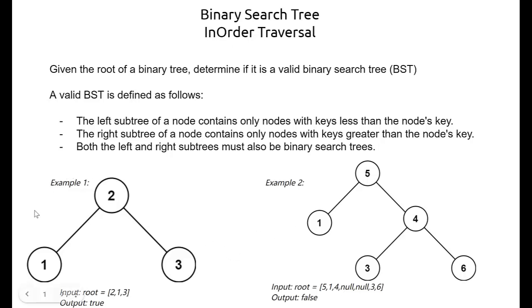So in the case of example 1, this is a valid binary search tree because the left node's key value is less than the main node's value, and the right node's key value is more than the center node value. In example 2, this is not a valid binary search tree because here, the right node's value is less than the center node value, which is 5.